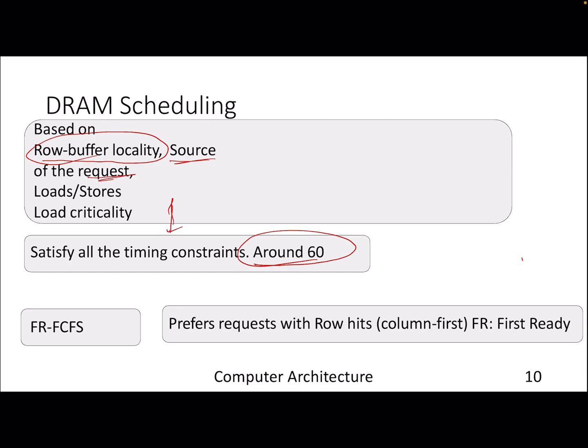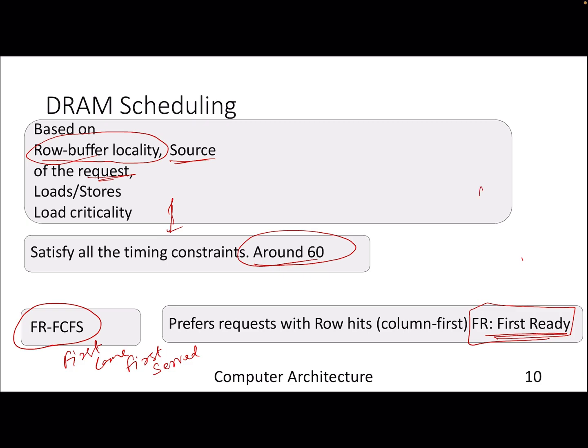So a pretty vanilla scheduling policy is FR-FCFS, where FCFS stands for first come, first serve, right? But the variation of first come first serve is FR-FCFS, which says first look for anything that is going to the same row which is there in the row buffer, right? So that's why it's called first ready.